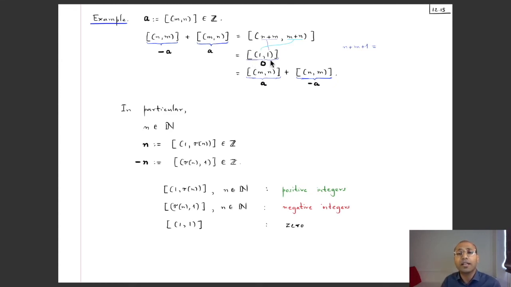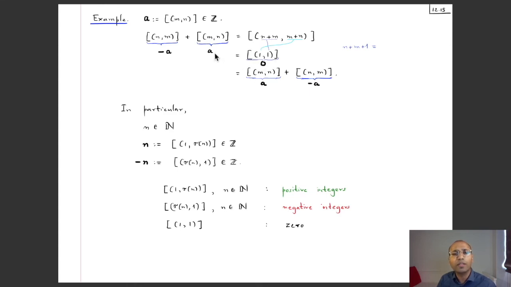Let's denote that integer by 0. So this is the equivalence class containing the ordered pair 1, comma 1. So I'm claiming that this is the same as this. To check that, I have to check that this ordered pair is equivalent to 1, 1. And that is clear because you see that n plus m plus 1 is actually m plus n plus 1. So this is equivalent to this one. In other words, the equivalence class containing this ordered pair is the equivalence class containing this ordered pair, and this is what we call 0.